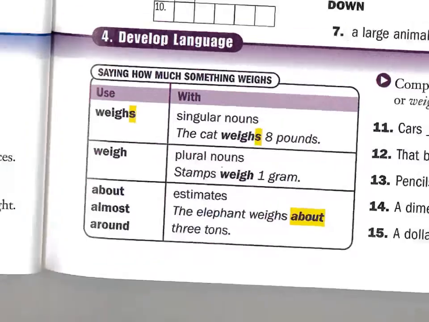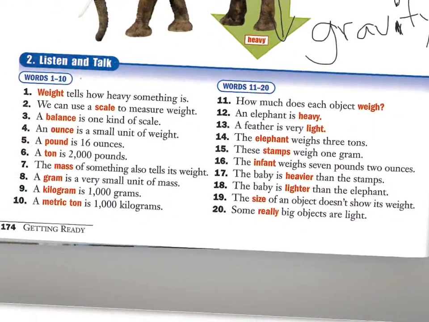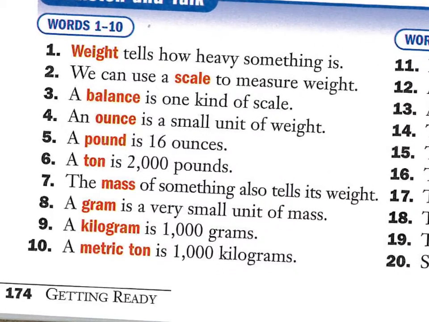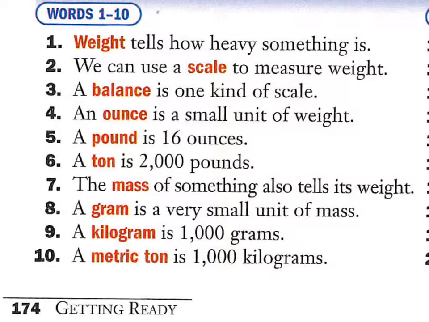Okay, so now we're going to look at some sentences and practice this. Let's look at the first 10. Okay, so hear it and then say it. Listen and then say it. Following the red arrow, please. Number 1, listen. Weight tells how heavy something is. Your turn. Weight tells how heavy something is. Number 2, listen. We can use a scale to measure weight. Your turn. We can use a scale to measure weight.